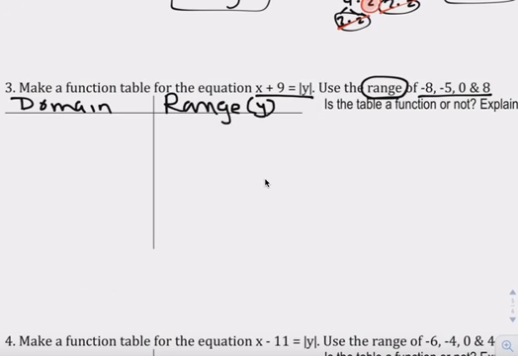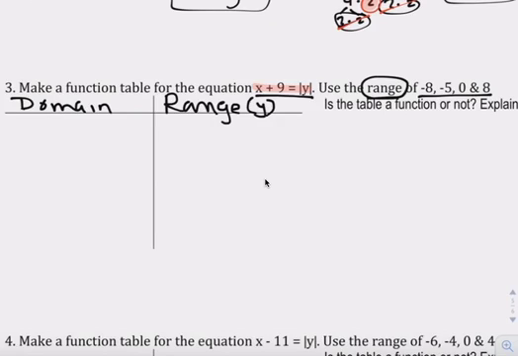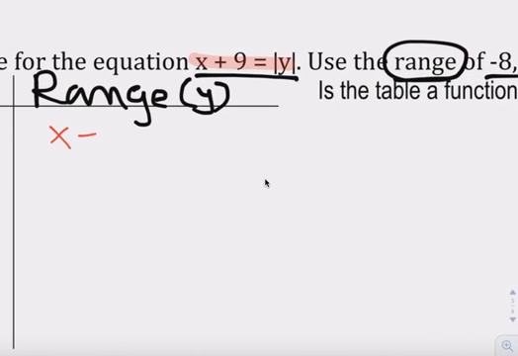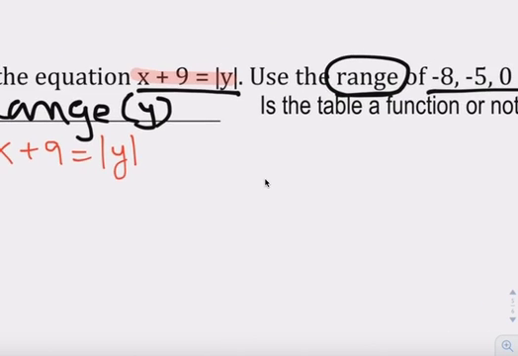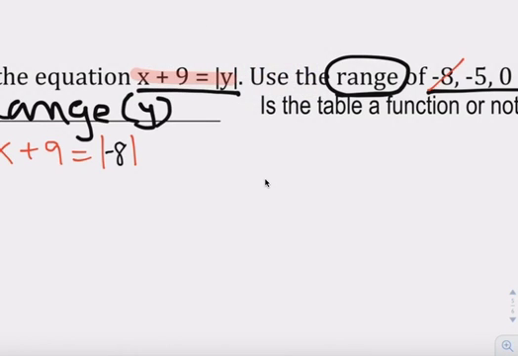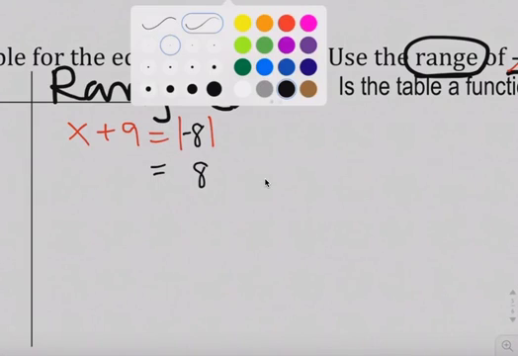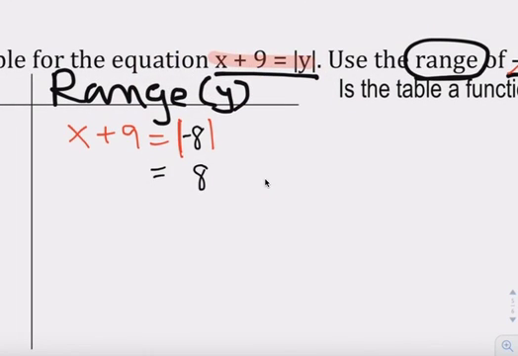Okay, let's see. Our first one here: x plus 9 equals the absolute value of y. The first range is negative 8, so I'm just going to erase that and put negative 8. Absolute value, you need to do this part. If you don't do this part on the test, I'm not sure if you know that the absolute value of negative 8 is a positive 8, so I may not give you full credit. I'll give you a 3 if I don't see that you understand the absolute value of negative 8 is 8.